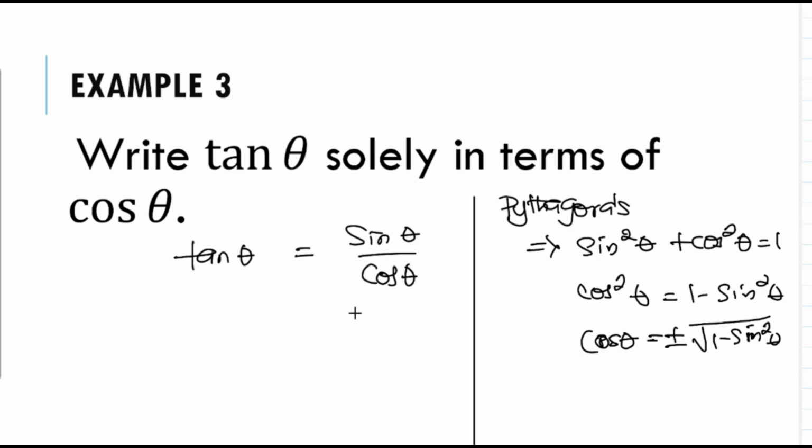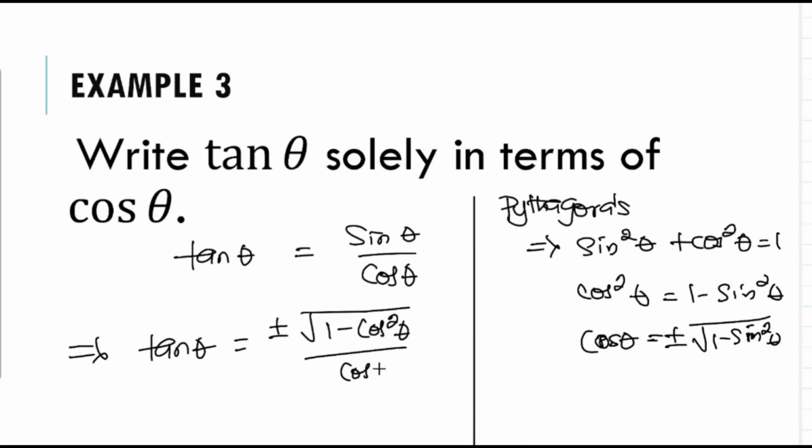So we have to write it solely in terms of cos theta. If we substitute, we have tan theta equals plus or minus the square root of 1 minus cos square theta, all over cos theta. Since this square root cannot be simplified further, we leave the answer this way, and that is the answer.